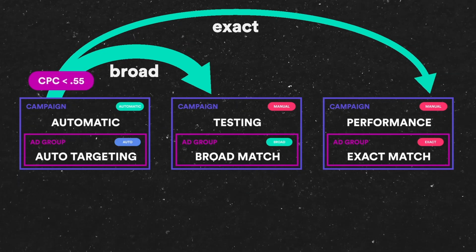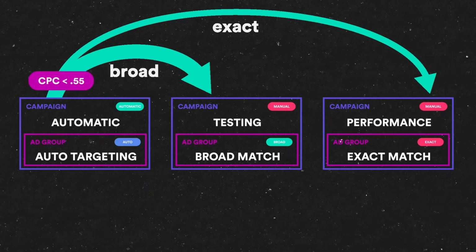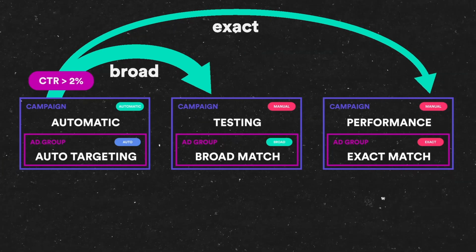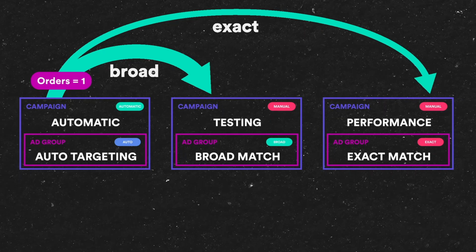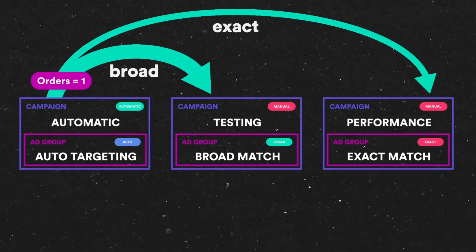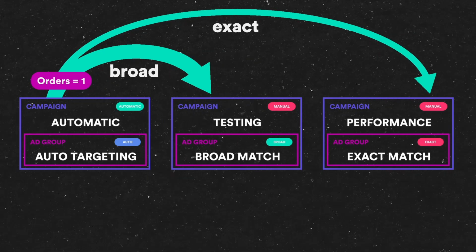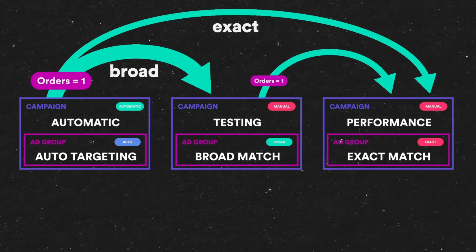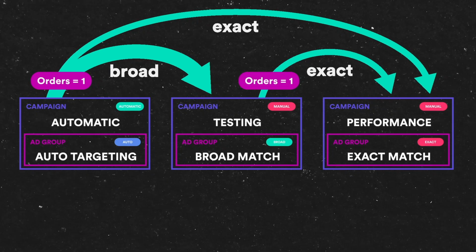In this way, you can create some pretty complex systems, but for this one, we're going to keep it pretty simple. Our trigger will be when a search term gets at least one order. And with our manual testing campaign going, we still want to be able to pull out any search terms that get an order from our broad match keyword and stick them into our performance campaign as an exact match.